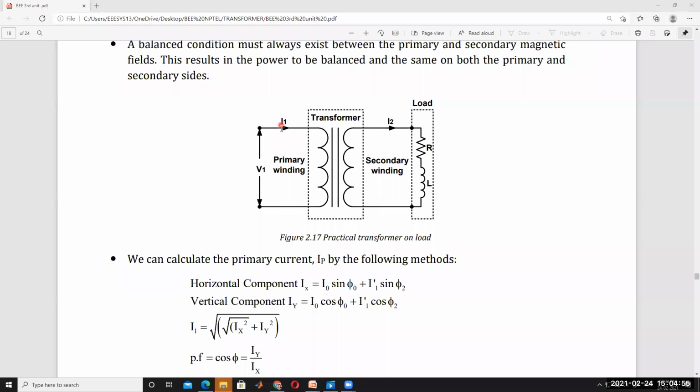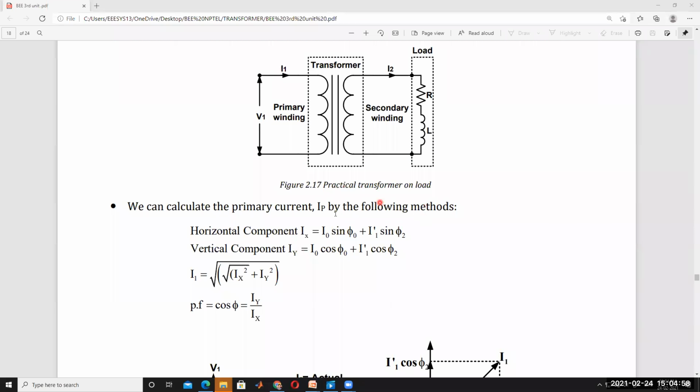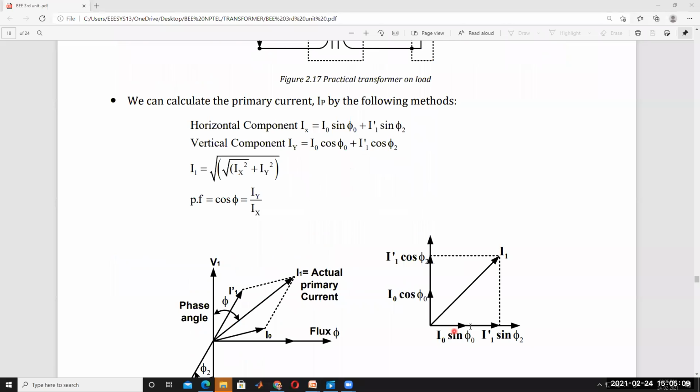The primary current can be measured using the following methods. The horizontal component Ix is I0 sin φ0, the magnetizing component, and I0 cos φ0 is the other component. Because of the load, some additional current increases, called I1 dash, at angle φ2, so its component is I1 dash sin φ2.